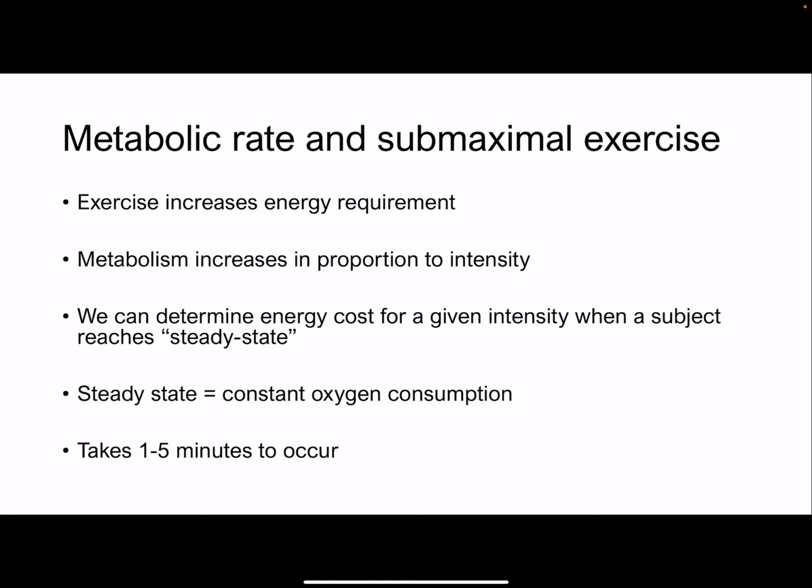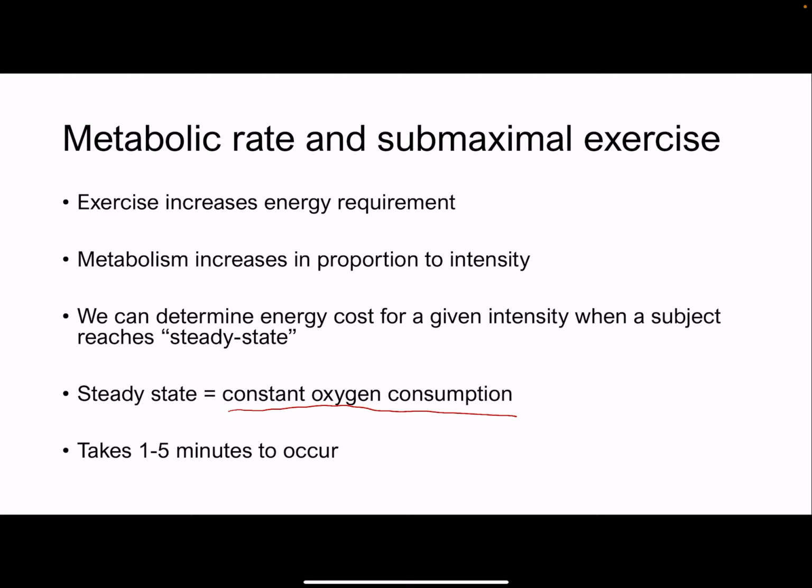Anyway, when it comes to metabolic rate and exercise, this shouldn't come as a surprise. It might, but the harder the exercise intensity, or the greater the intensity, the greater the metabolic requirement. Now, we can ultimately figure out how much it costs to do a specific exercise at a specific intensity if we reach steady state. And what we mean by steady state is that we've reached a point where oxygen consumption is consistent.